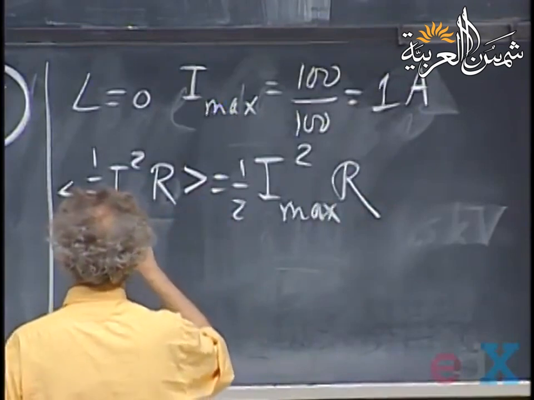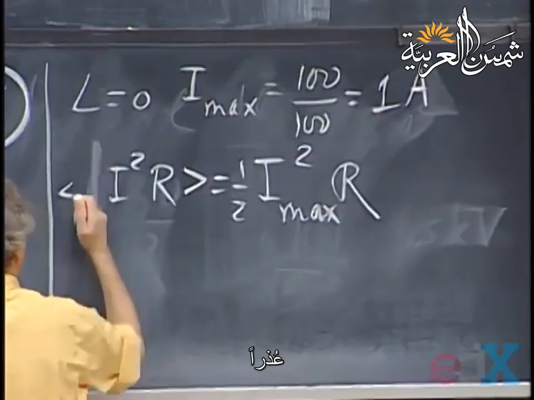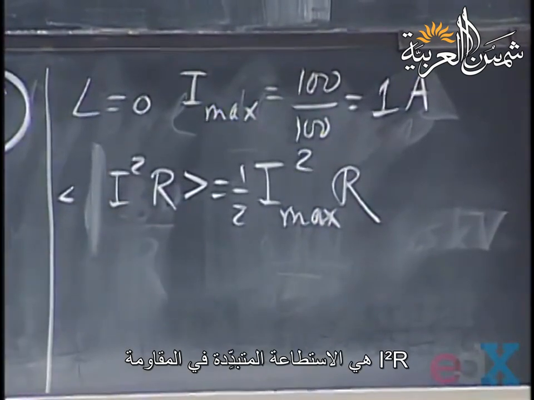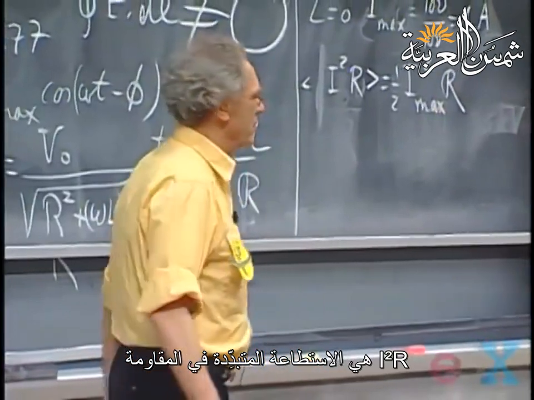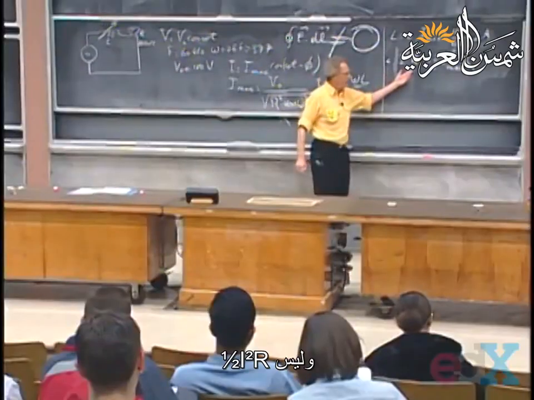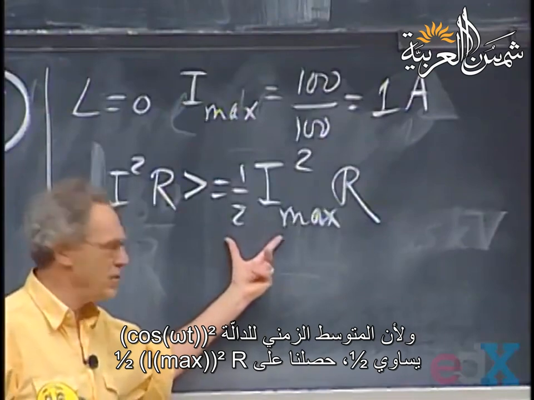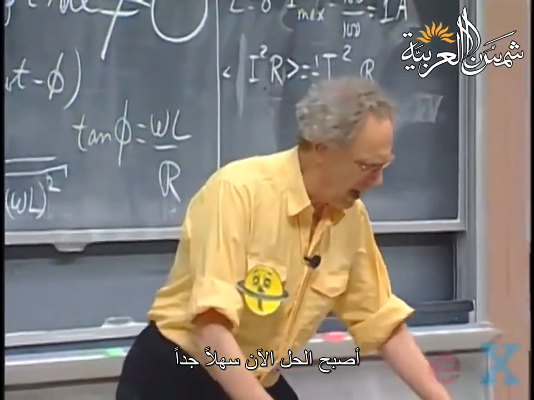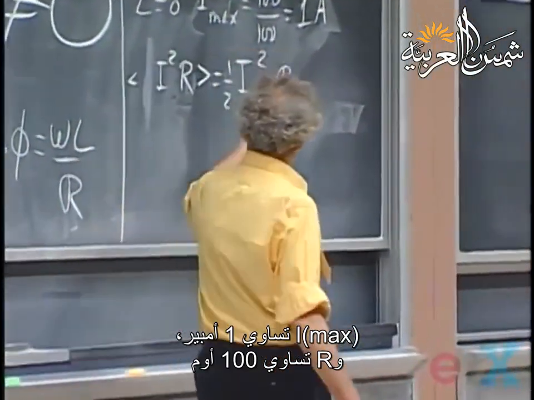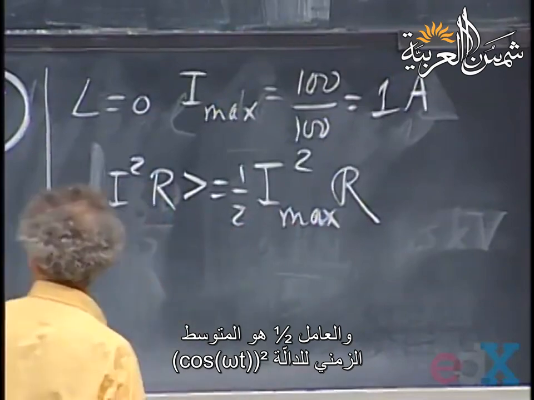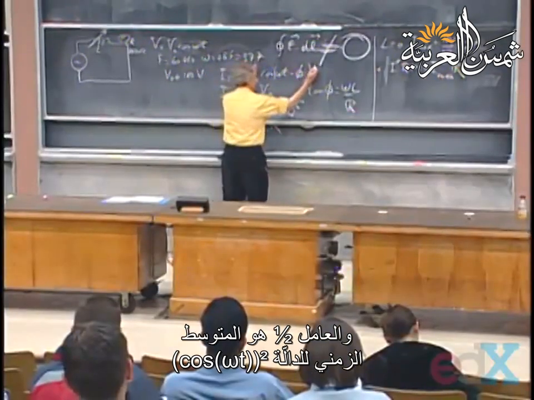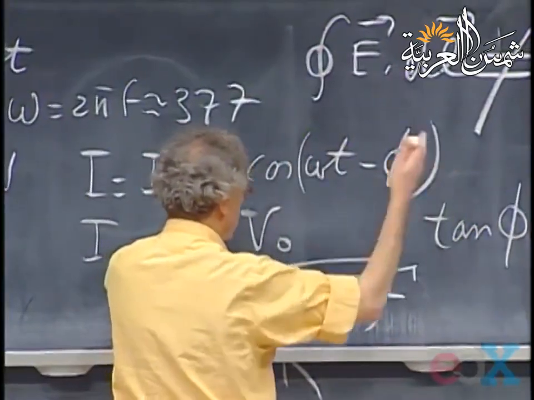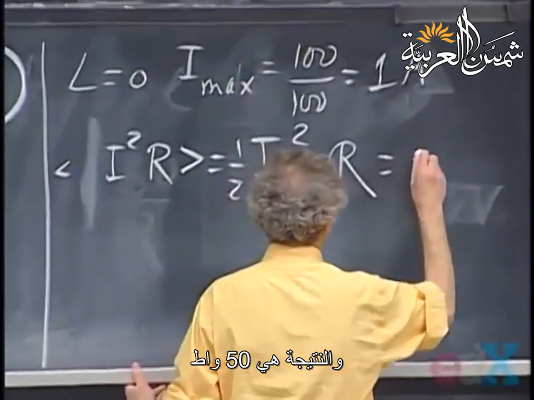And by the way, sorry, I was ahead of myself. I square R is the energy that is dissipated in the resistor, not 1/2 I square R. It is I square R. And because of the time average of the cosine square function, I get my 1/2 there. And so, it's very easy now. I max is 1 ampere, R is 100, and this factor of 1/2, which comes from the time average of the square of this function, the phi has nothing to do with that. The average of the cosine square of this function is 1/2, and you get 50 watts.